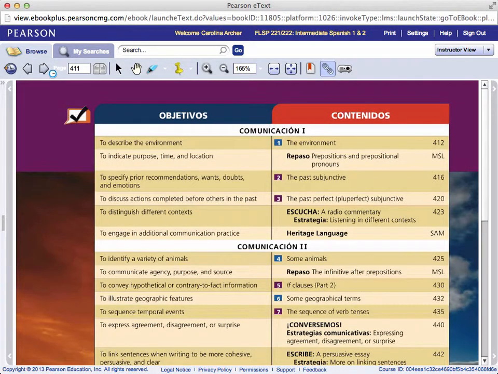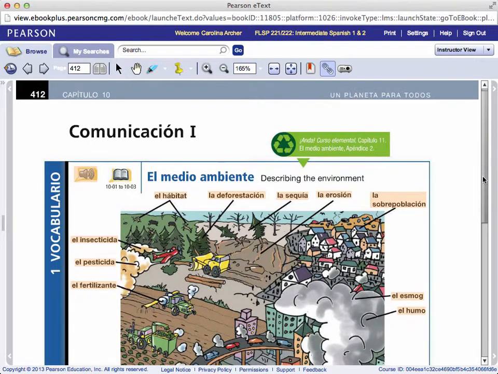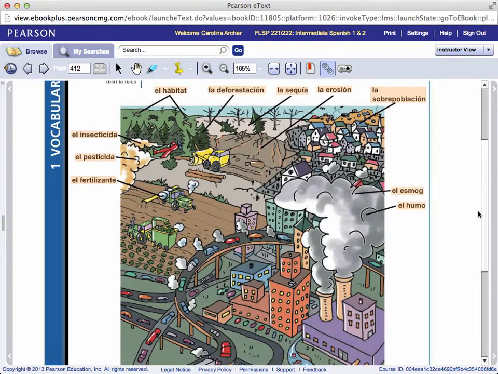Para hablar del medio ambiente. ¿Okay? El medio ambiente, the environment. Okay, so a lot of these are cognates, the words that you're going to see and recognize. Okay? Vamos a comenzar por el insecticida. El insecticida. Insecticide. And then we have pesticide, el pesticida. El fertilizante, fertilizer, el fertilizante.